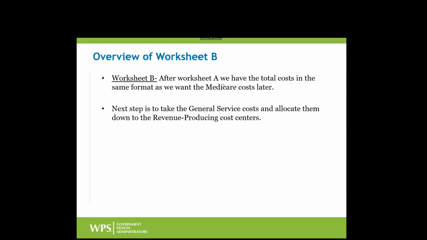So worksheet B, the whole point is to take those overhead costs or general service costs and allocate them down to the revenue producing cost centers, or profit centers is another term for it. That's basically your departments that actually have both revenues and costs. Now, internally, you're already doing this for your own managerial accounting. You want to know how profitable each of your departments are. That helps you set your prices. That helps you manage your cost. For Medicare purposes, we need that data, or CMS needs that data, to help set rates to make sure they're paying a proper rate.